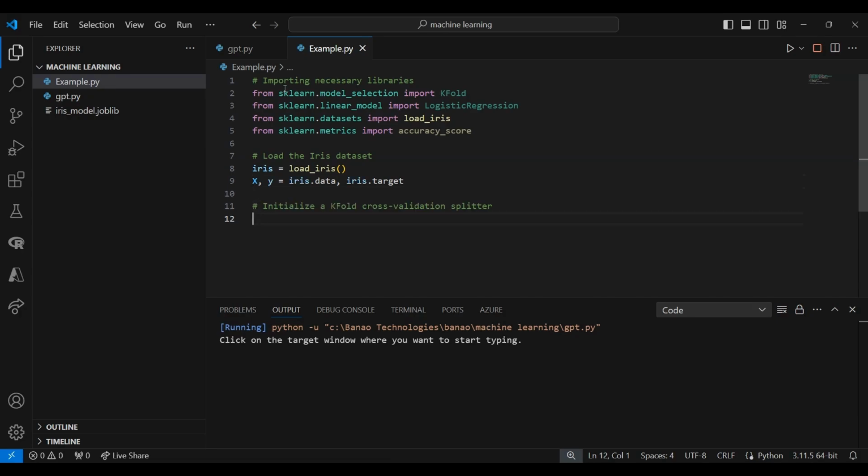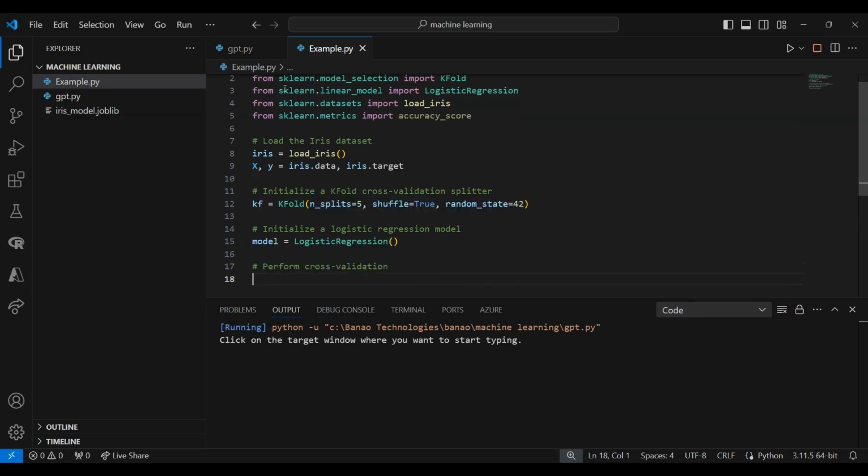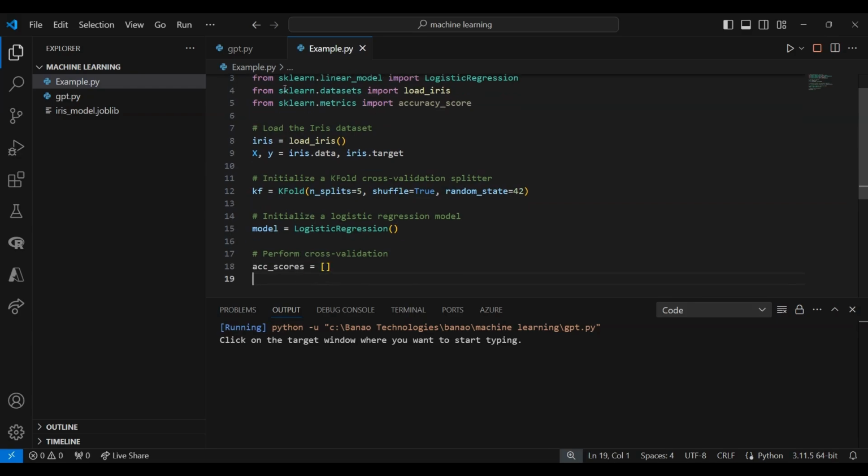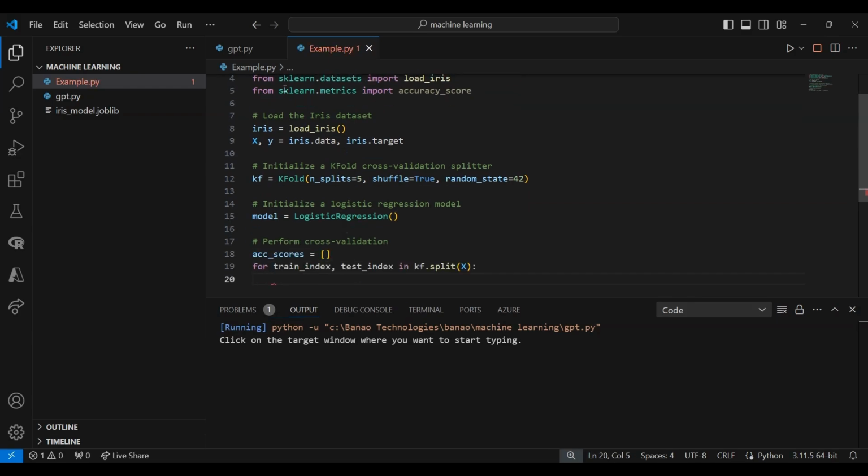By initializing a k-fold cross-validation splitter, kf, with 5 splits, the dataset is partitioned into training and testing subsets. A logistic regression model is instantiated to be trained and tested during the cross-validation process. Subsequently, the cross-validation process begins, iterating over each fold generated by KFold.